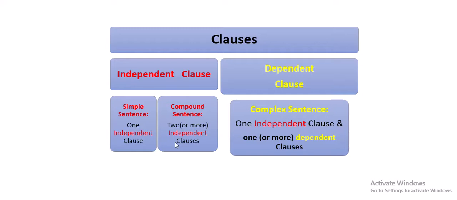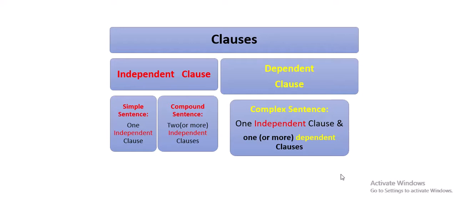So independent clauses are used to form what? To form a simple sentence if we use just one independent clause, and also to form a compound sentence if we connect two or more independent clauses. Also, in the previous session, I told you how you can connect two or more independent clauses by using a semicolon or coordinators in order to form a compound sentence.